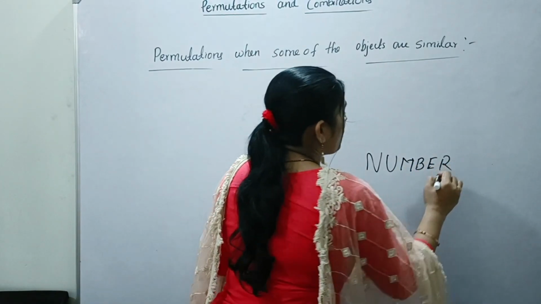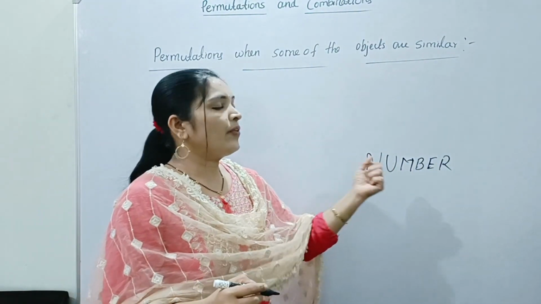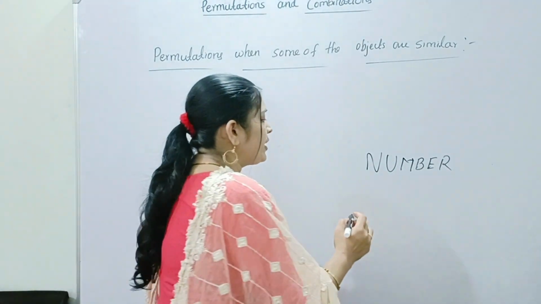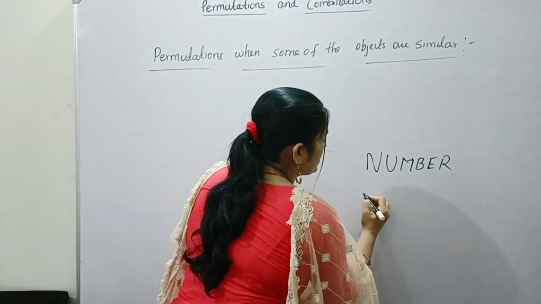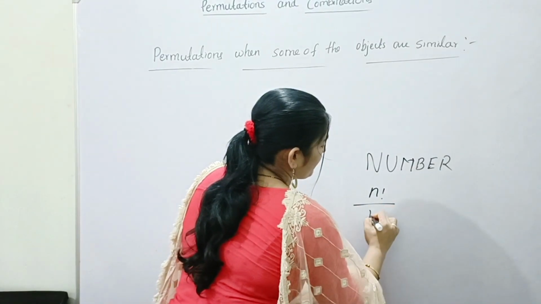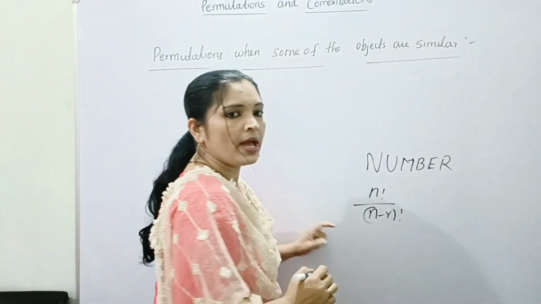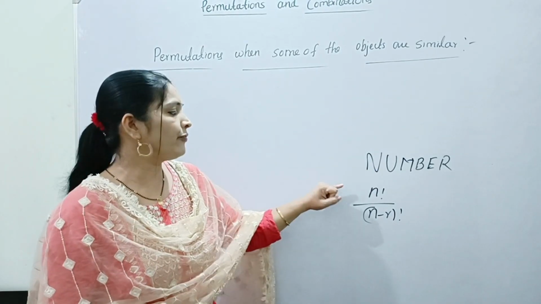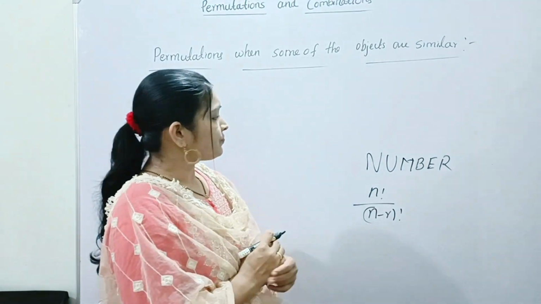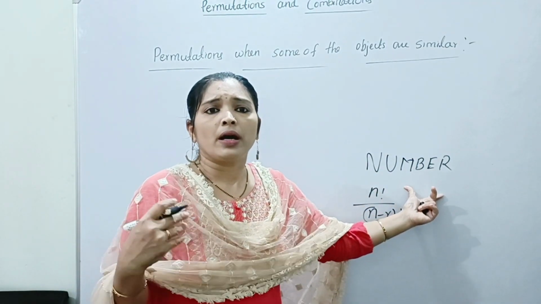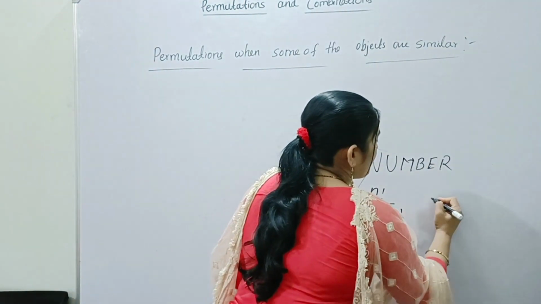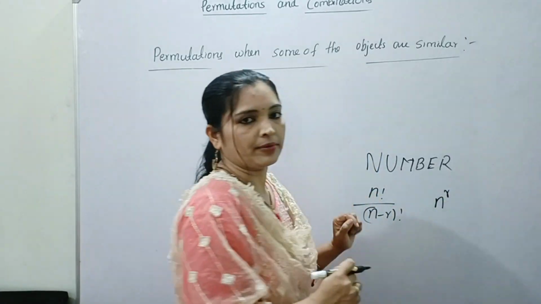Here all the objects are different. So what is the number of permutations? The number of permutations when n different objects are taken r at a time is n factorial divided by n minus r factorial. That is nPr. Here repetition is not allowed. If repetition is allowed, the number of permutations is n raised to r.